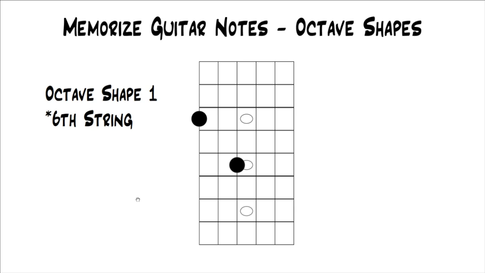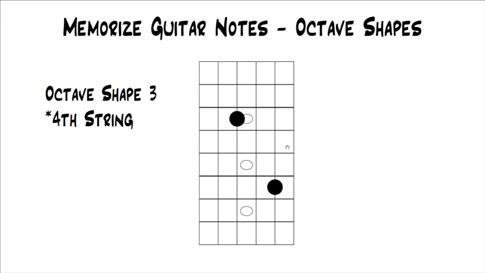So this is octave shape 1. Start with your lowest note on the 6th string, go up 2 frets towards the body of your guitar and down towards the floor 2 strings. Octave shape 2 starts on the 5th string, and it's actually the exact same shape. It's just on the 5th string now as your lowest note. So you start on the 5th string, go up 2 frets, go down towards the floor 2 strings, exact same shape, and that's an octave apart from each other.